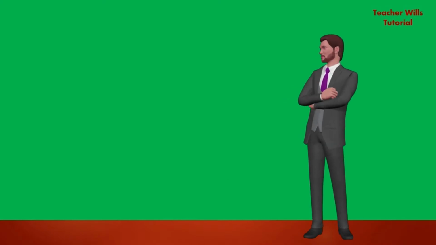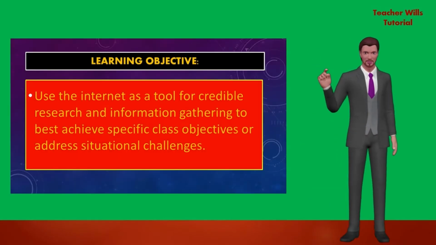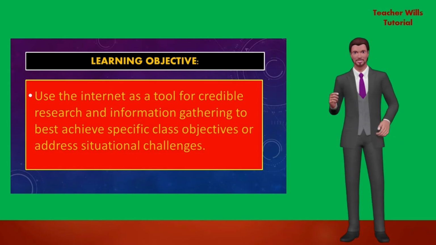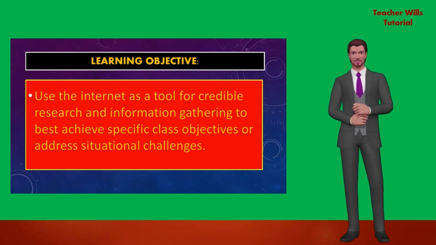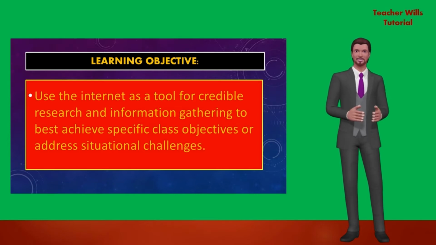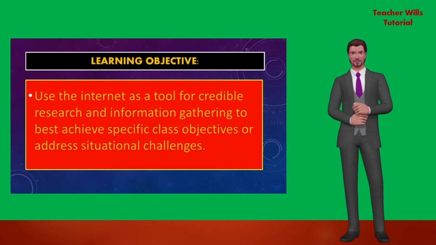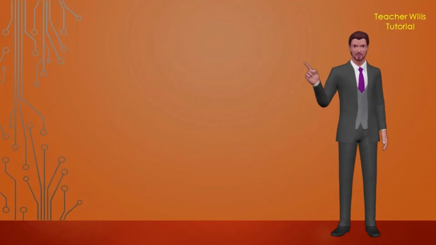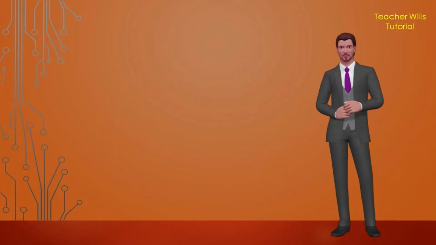Our objective today is to use the internet as a tool for credible research and information gathering to best achieve specific class objectives or address situational challenges. So once again, let us explore our topic for today. What is online research? I repeat, what is an online research?